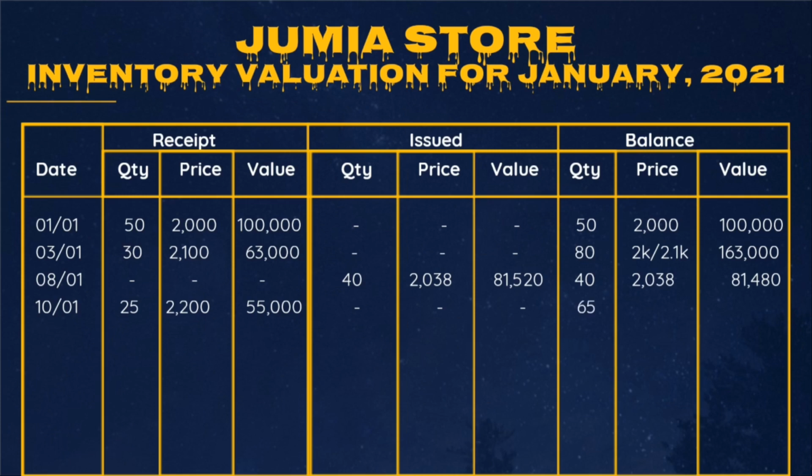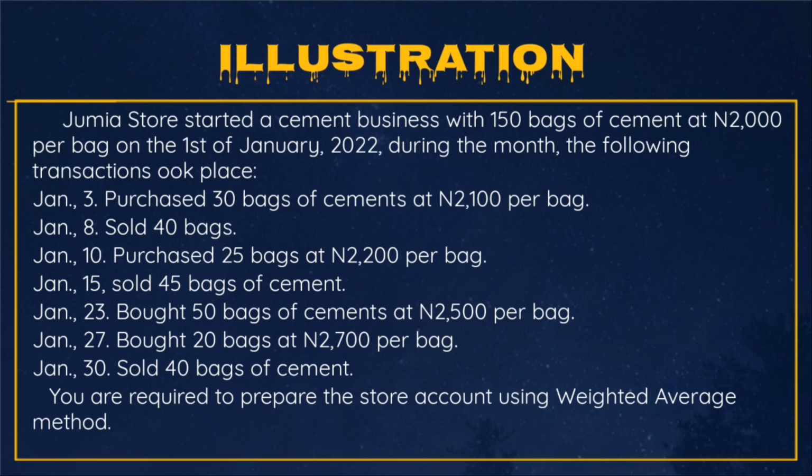While the price, we cannot determine the average yet, since we don't have the total. So what is the total? The total will now be 81,480, which is the value at the balance, plus the one they are just receiving, which is 55,000 naira. That is going to give us 136,480. So now the next entry, which is on January 15, sold 45 bags of cement.